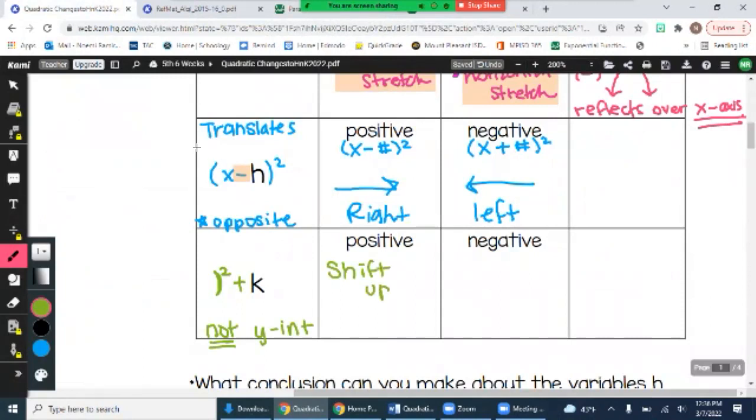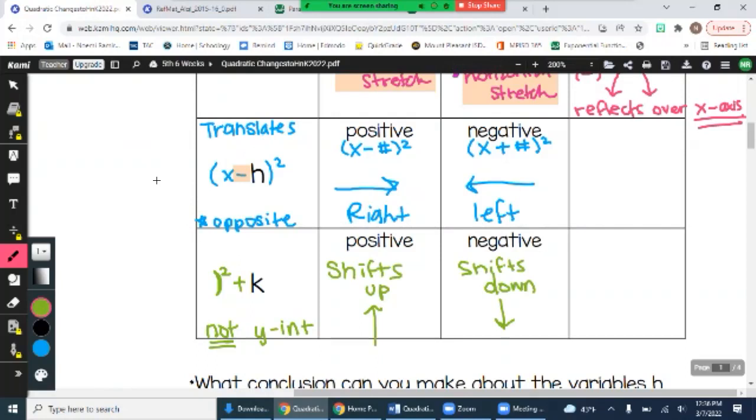Positive number will shift it up. A negative number shifts it down. So altogether, the vertex h and k, it moves the parabola left, up, down, left, or right. H and k put together can move it left or right, up or down, okay?